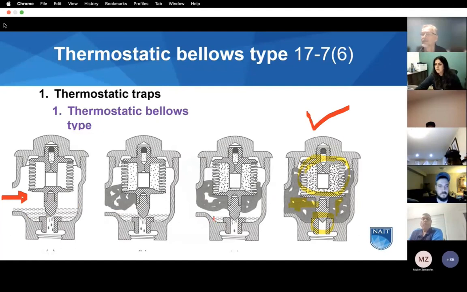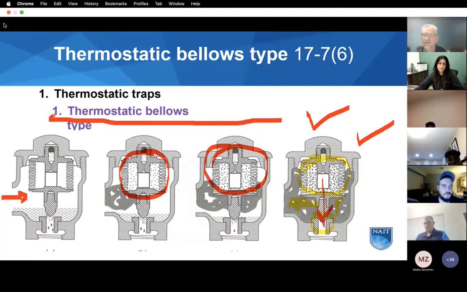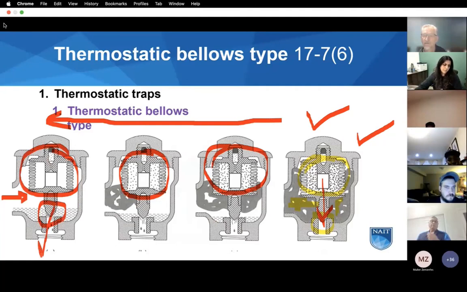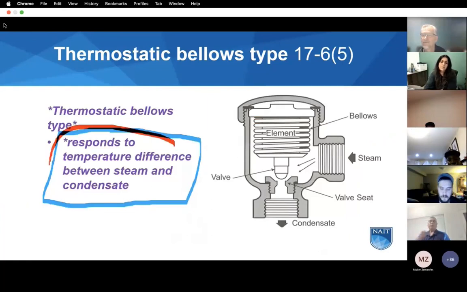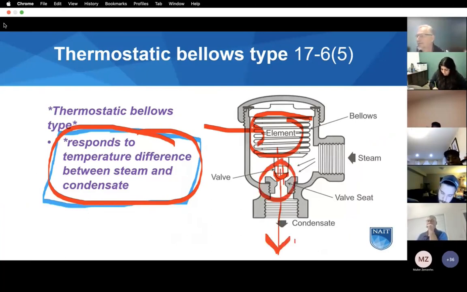As water starts to collect, level gets higher and higher, it cools the bellows. And when the bellows is hot over here, it's expanded, pushing down on the valve. As it cools, moving over this way, it's going to shrink and open the valve and let the water out. Let the water out the drain, responding to the difference in temperature. Okay, bellows is hot, it pushes down, closes the valve. Bellows cools off, it lifts up, opens the valve, dumps the water.